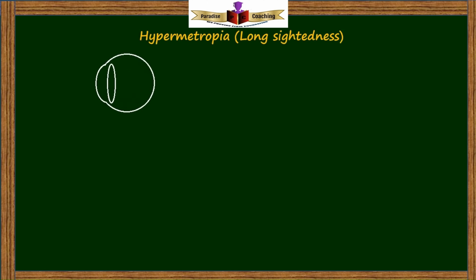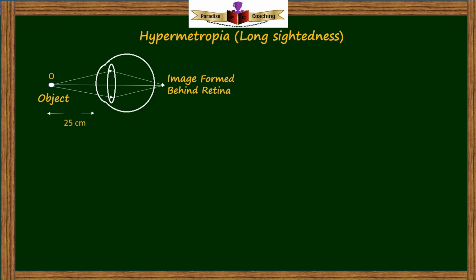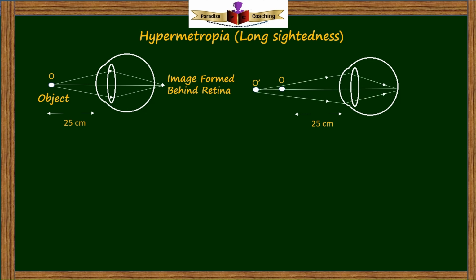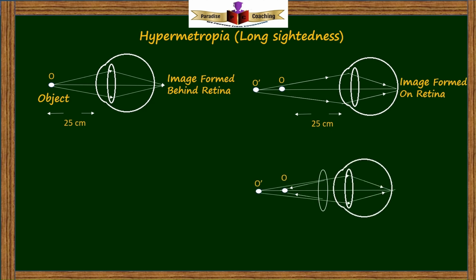Hypermetropia, long-sightedness, is a defect of vision in which a person can see distant objects clearly and distinctly, but is not able to see nearby objects comfortably and clearly. Here the image is formed behind the retina. A hypermetropic eye has its least distance of distinct vision greater than 25 centimeters. Since a convex lens has the ability to converge incoming rays, it can be used to correct this defect of vision.